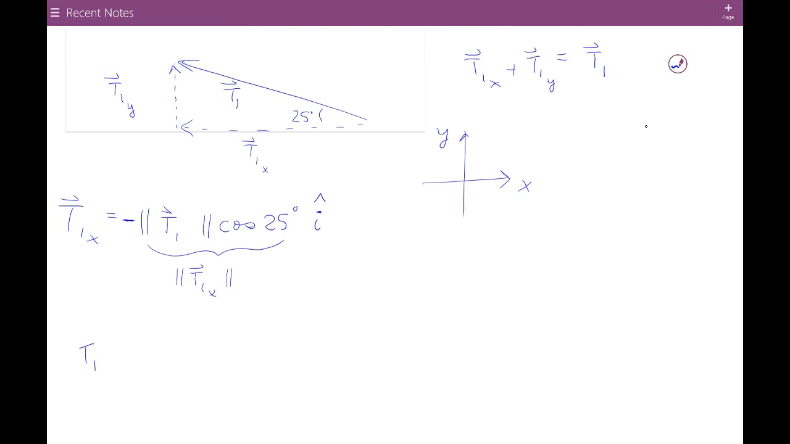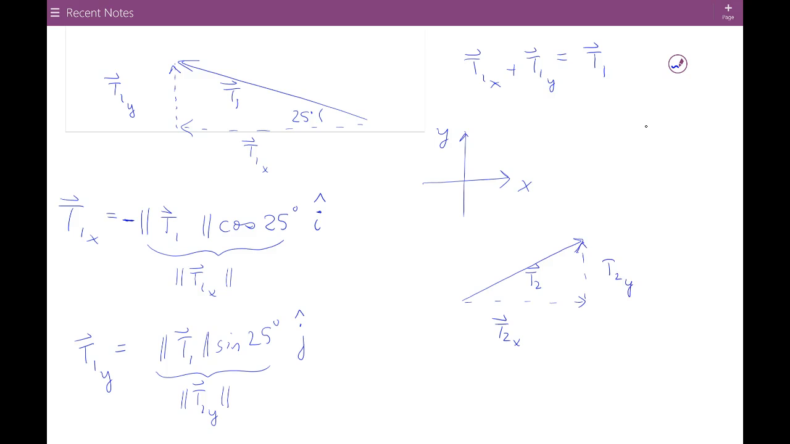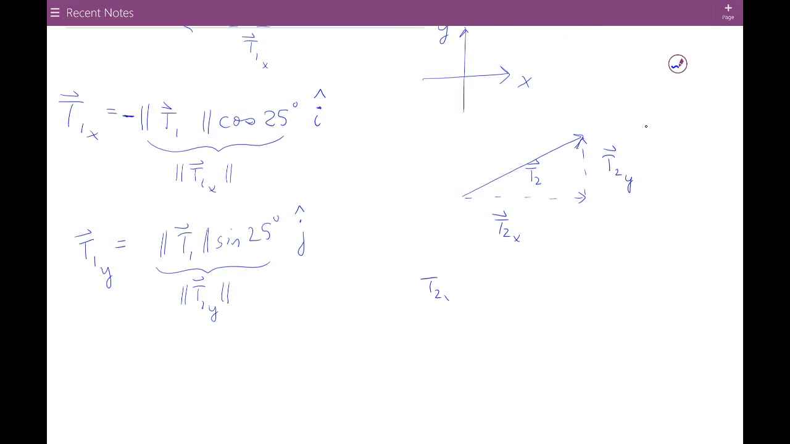Okay, so then we also can see that T1y is going to be the magnitude of T1 sine of 25 degrees. This is going to be times j hat, positive, because it's pointing upward. Okay, so in a similar way, we can break vector T2 into its components, T2x and T2y. So vector addition tells us T2x plus T2y will equal vector T2. We can see that from the picture. So this is the 40-degree angle.